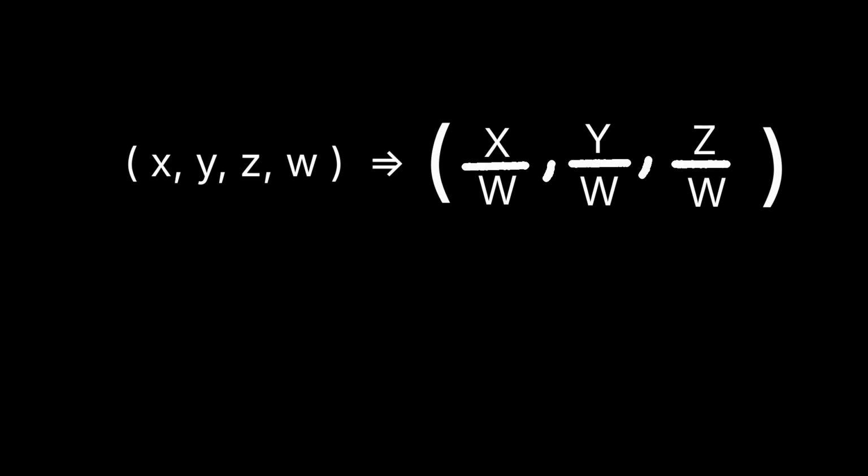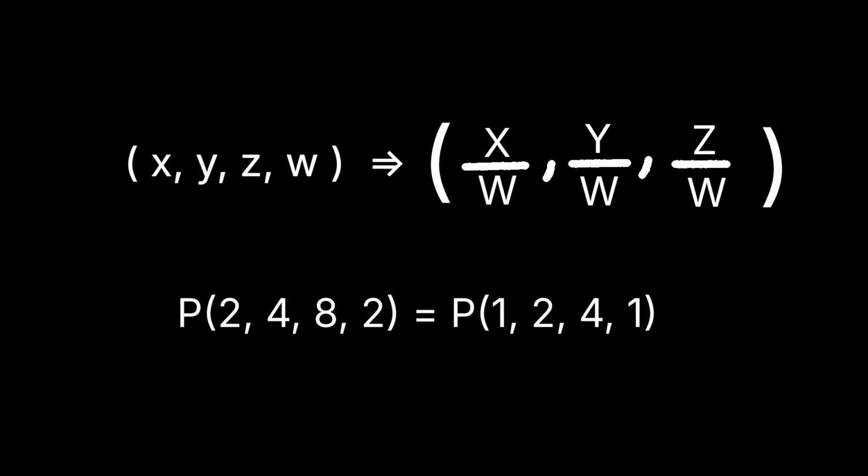We use 4x4 matrices, so we need 4D points. We just add one extra value, w. A 3D point becomes x, y, z, w, which is equal to 1. This is called homogeneous coordinates. To get back to 3D, we divide by w. So different values can represent the same point, like (2, 4, 8, 2) is the same as (1, 2, 4, 1).